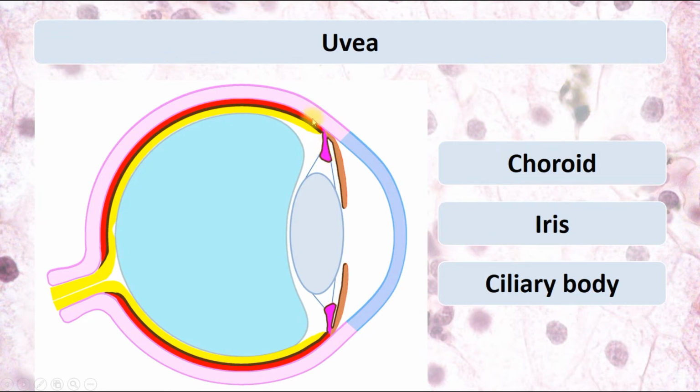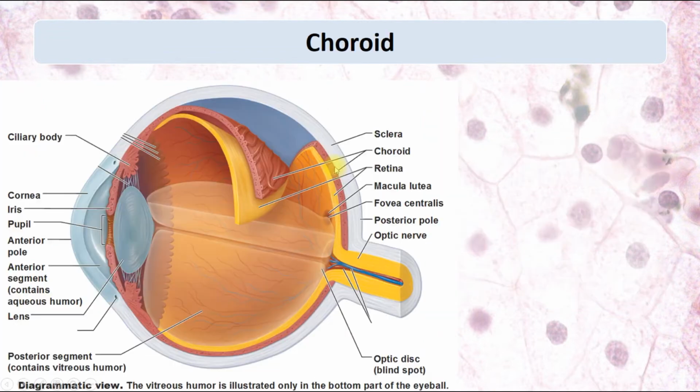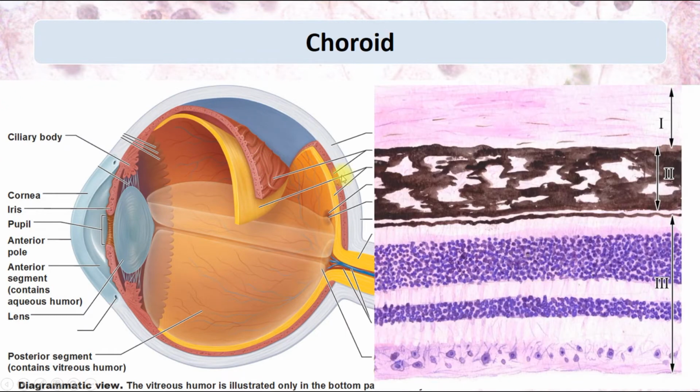So let's look at the structure of those parts. First, the choroid. Here we can see the choroid, and it's located between the sclera and retina. It contains a lot of blood vessels which provide nutrition of the retina of the eye, and it's called the vascular layer. Also the choroid contains a lot of pigment cells. That's why the choroid has this appearance.